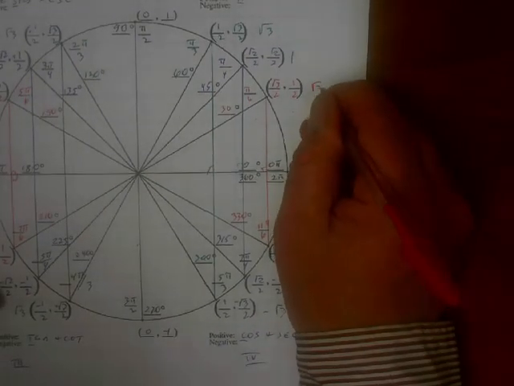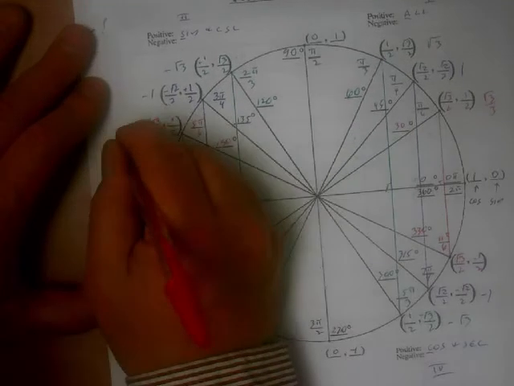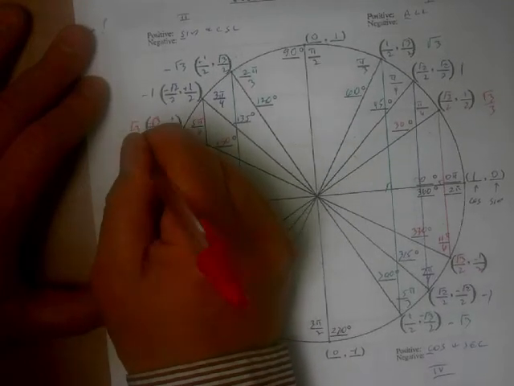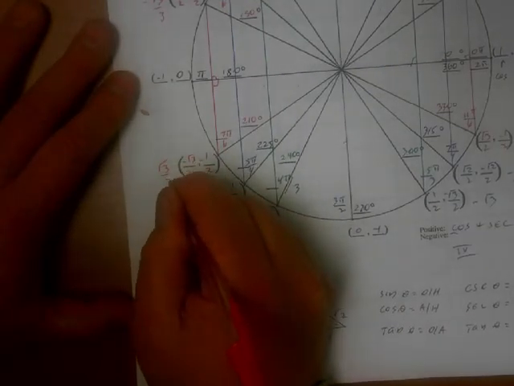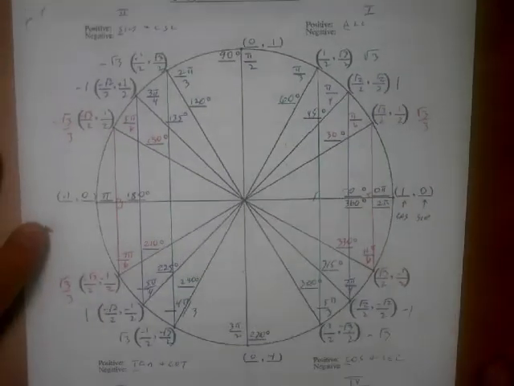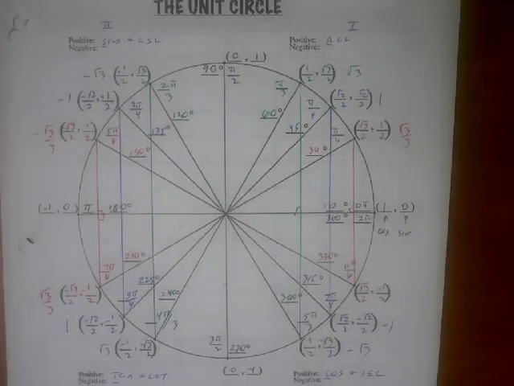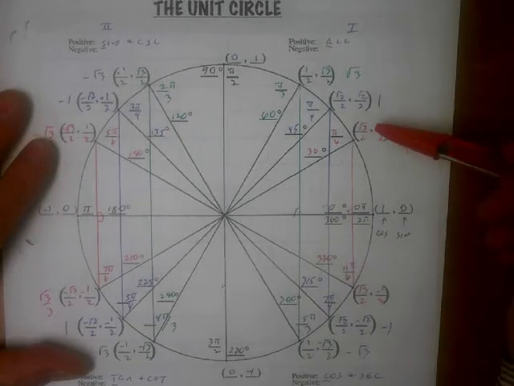I've got to go back and make a correction. This tangent angle is root 3 over 3, not 1. It's root 3 over 3, which makes this negative root 3 over 3. This is positive root 3 over 3. So that's your unit circle in a nutshell.